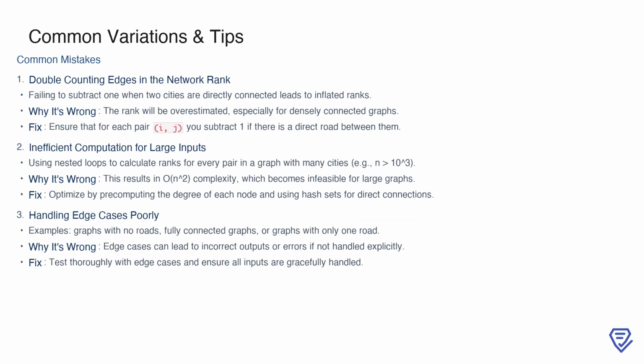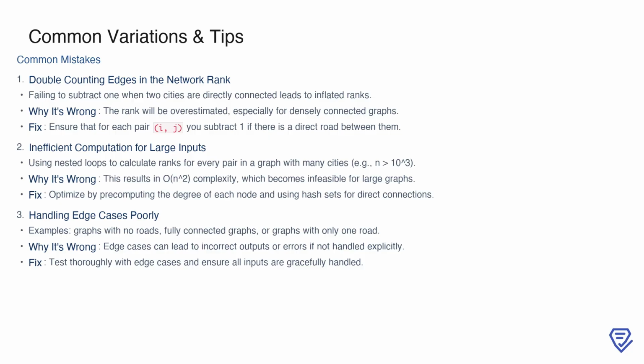One common mistake is double counting edges when calculating the network rank. This happens when you forget to subtract one for a direct road between two cities, leading to inflated ranks, especially in dense graphs. The fix is straightforward. For each pair of cities, subtract one from the total if they are directly connected.